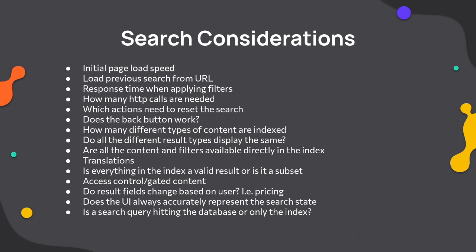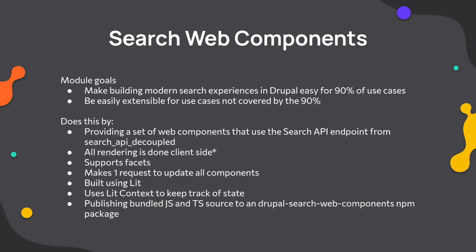There are many other considerations as well. And I think there's a lot of them that don't really need to be considered every time you do a search. A lot of these can be just crossed off with a good default search implementation. That's why I wrote a module called Search Web Components. The goal of the module is to make building modern search experiences easy in Drupal for 90% of use cases. There are too many searches where a designer or a client has an opinion about one specific part of it to support all searches, but 90%. If you have a search bar, if you have checkbox facets, if you have a list of search results, that should be easy.